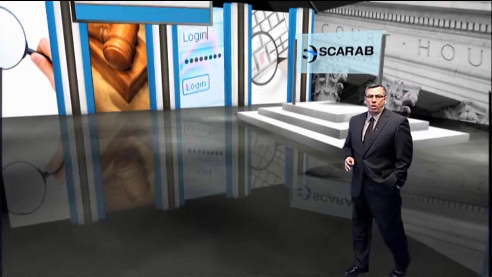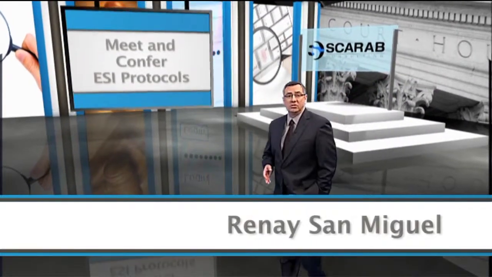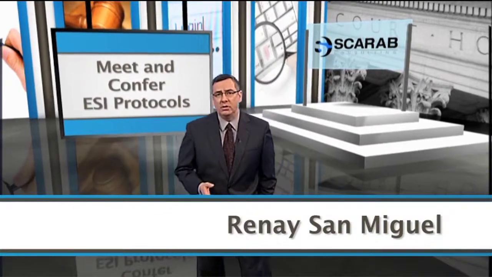The meet and confer process is designed to allow both parties an opportunity to reach agreement on important issues about discovery early in the discovery process. The goal of this meeting is to develop a plan for the preservation of data, documents, and other evidence that may be important to discovery.